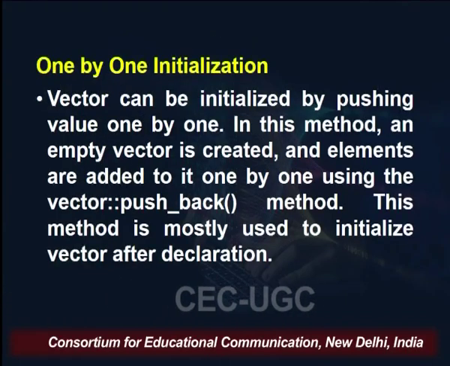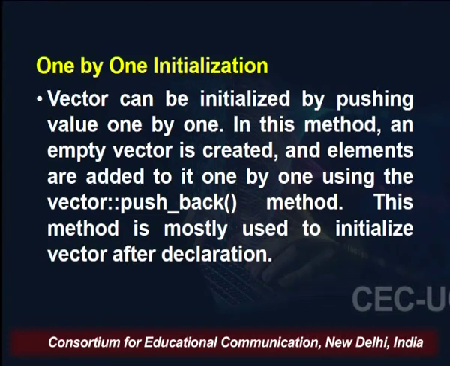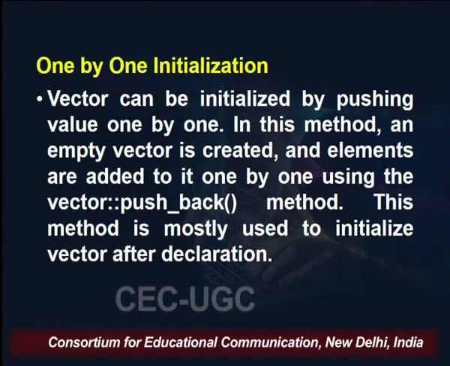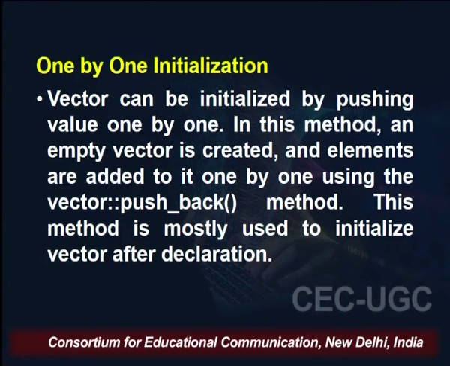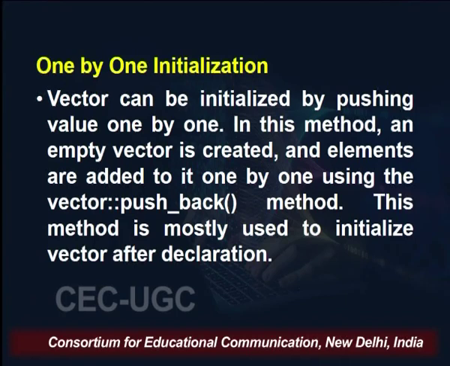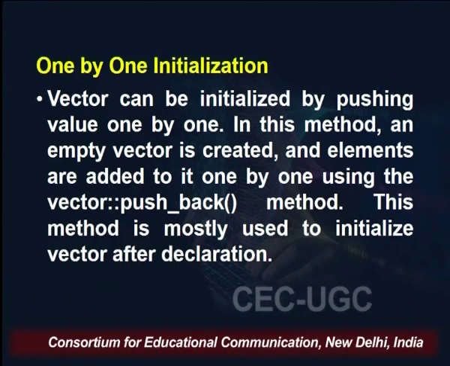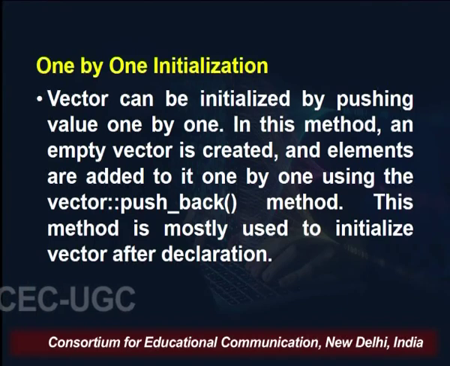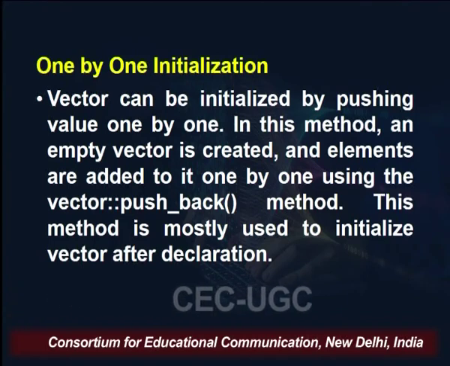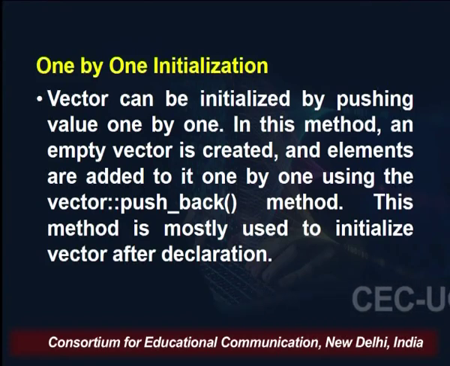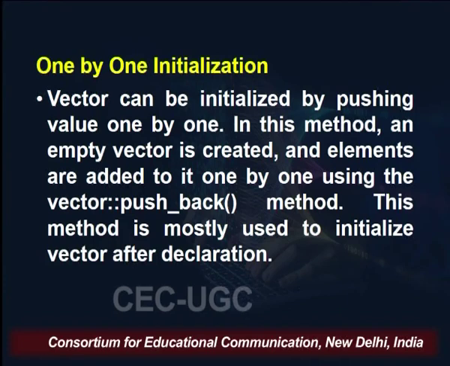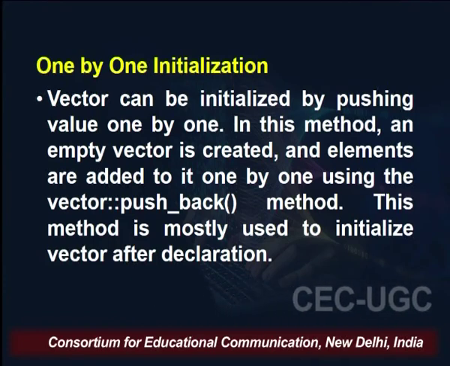Now the second way among those 8 ways of initialization is one by one initialization. That means we are going to push the values into the vector one at a time. In this method, initially an empty vector is created, and then elements will be added to this vector one by one using a method written as push_back. This method is mostly used to initialize the vector after declaration.